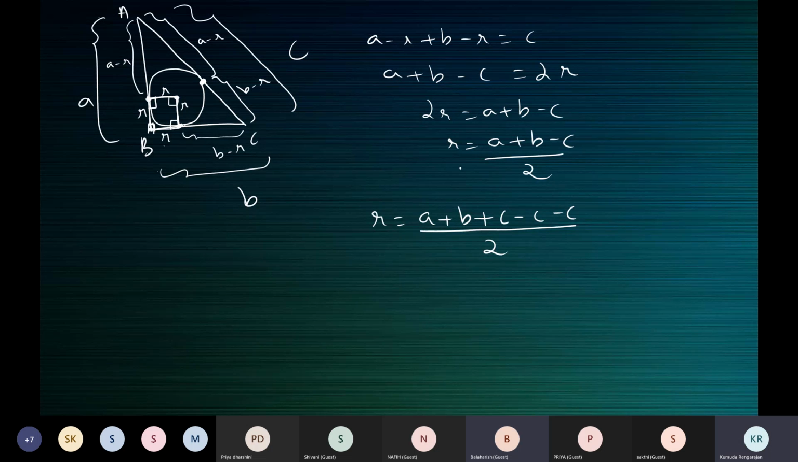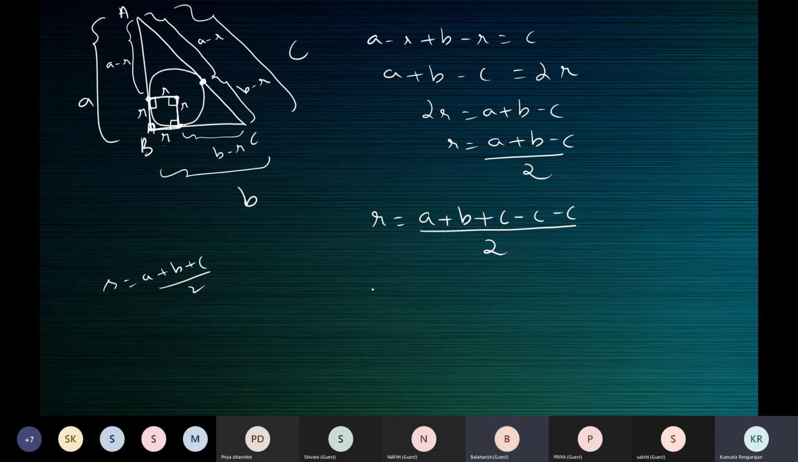We want to introduce a semi-perimeter. S is equal to (A plus B plus C) by 2. We want to get that (A plus B plus C) by 2. So what we do is we have A plus B and by 2, but we don't have the plus C. So we'll add C and we'll subtract C, and then this minus C is also by 2.